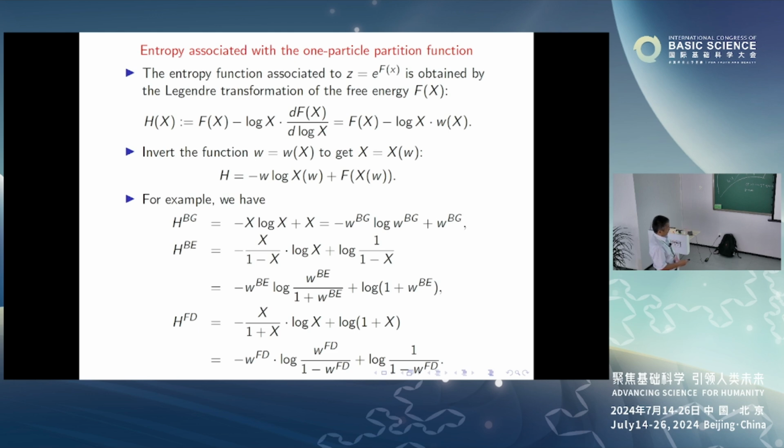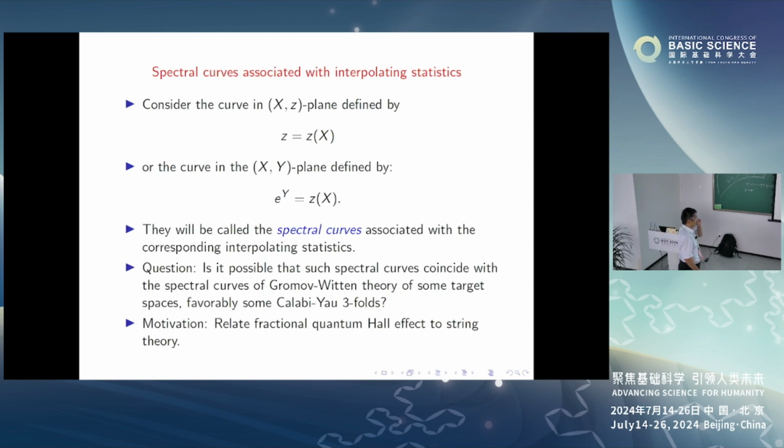And one can see that the difference is that you can change the negative sign here to a plus sign here. So you can get different kinds of entropies, and different kinds of statistics. And because we were dealing with this so-called one-particle partition function, motivated by Gromov-Witten theory, we also define in this case the spectral curve associated to these interpolating statistics.